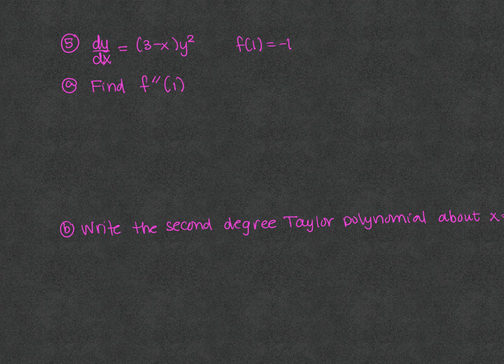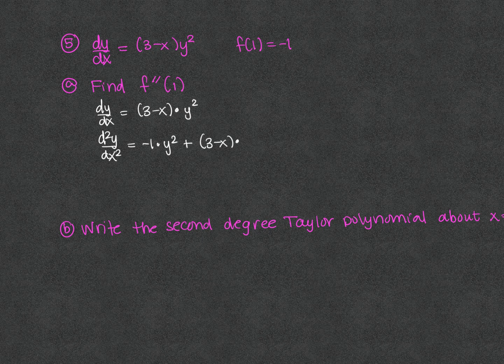So if we're going to do the second derivative, we have the first derivative, and notice that it's a product rule, and it's going to be implicit differentiation because we do not have y solved for. So when we find the second derivative, that's product rule: derivative of the first one, copy down the second one, plus copy down the first one, derivative of the second one. So 2y times y prime.